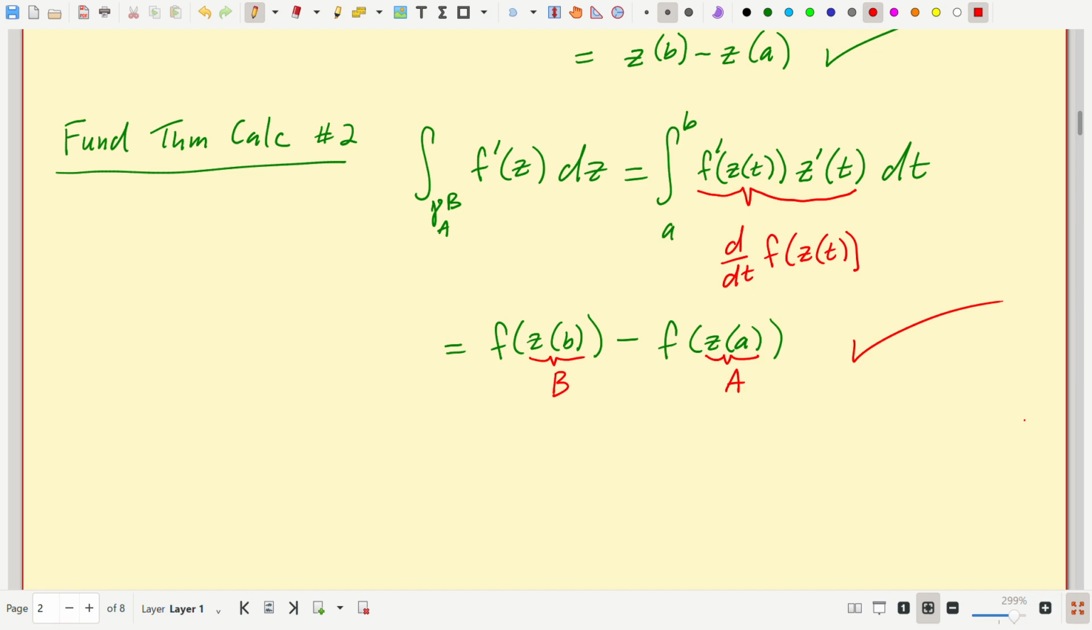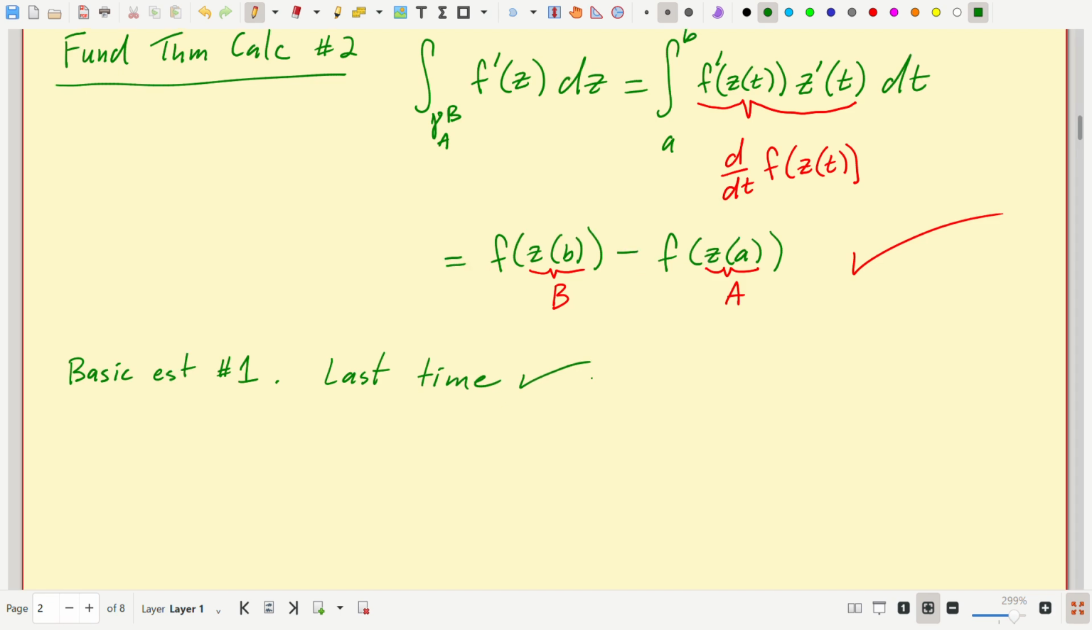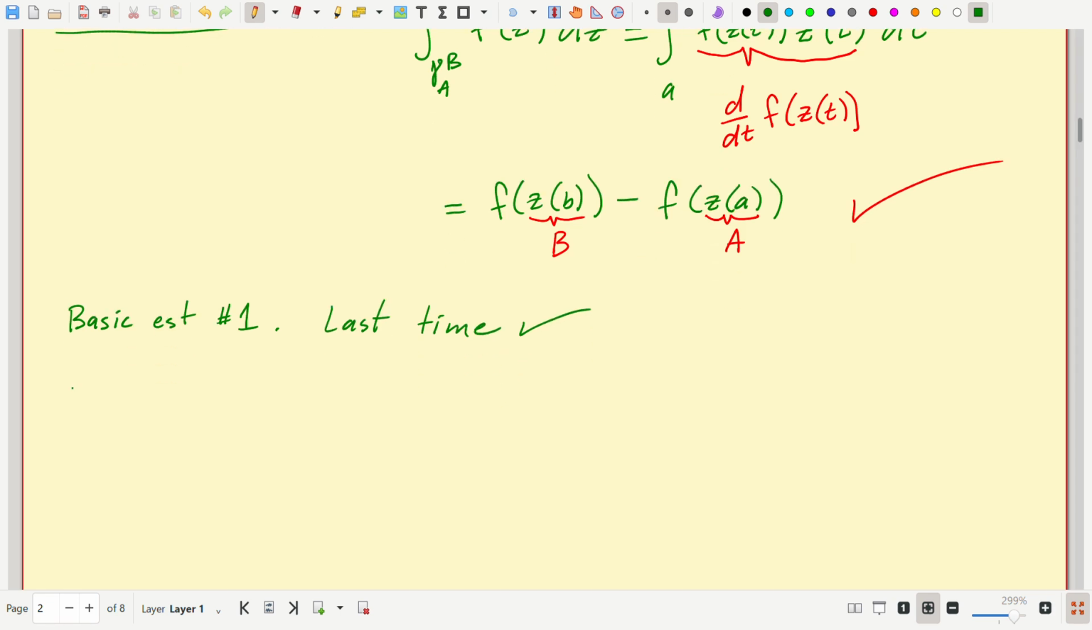Okay, so that leaves me with one last thing I have to show. The basic estimate number 1, I did last time. That was the easy one last time. I just did the triangle inequality on a Riemann sum. But the basic estimate number 2 is new, and I need to explain it.